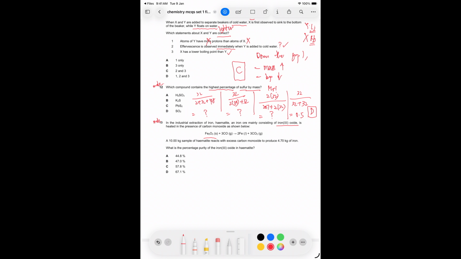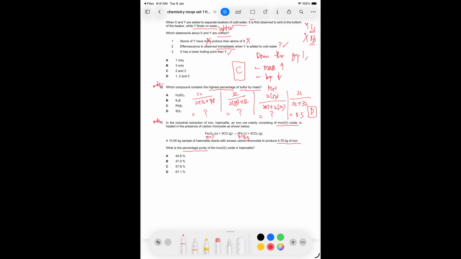A 10 kg sample reacts with excess CO to give you 4.7 kg of iron. So what's the percentage purity of iron 3 oxide? So you're looking for the mass of this.